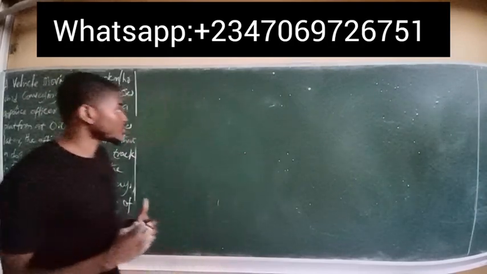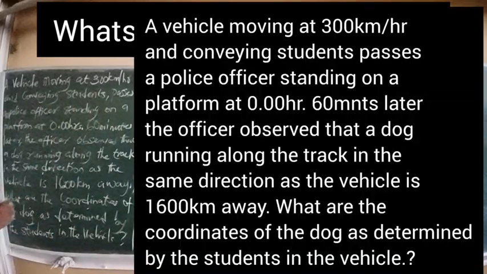Let's consider the question on the board. It says a vehicle moving at 300 km per hour and conveying students passes a police officer standing on a platform at 00 hours. 60 minutes later, the officer observed that a dog running along the track in the same direction as the vehicle is 1,600 kilometers away. What are the coordinates of the dog as determined by the students in the vehicle?